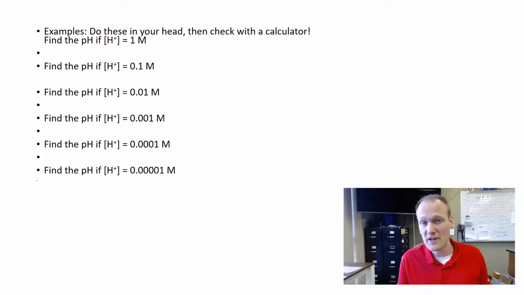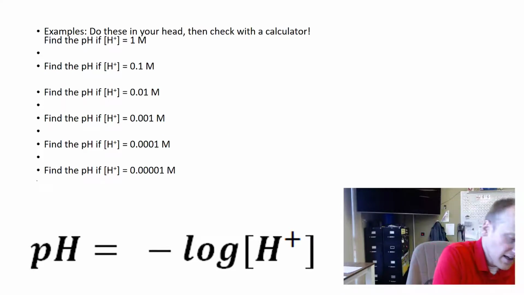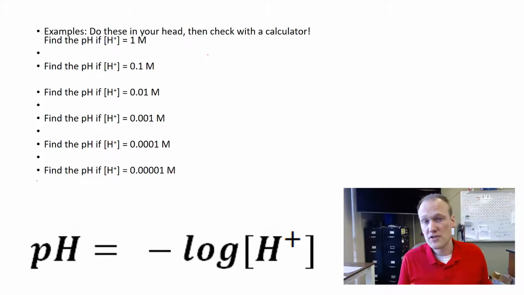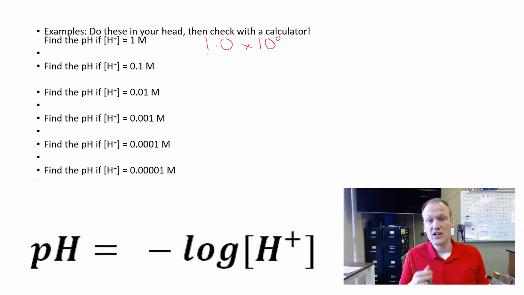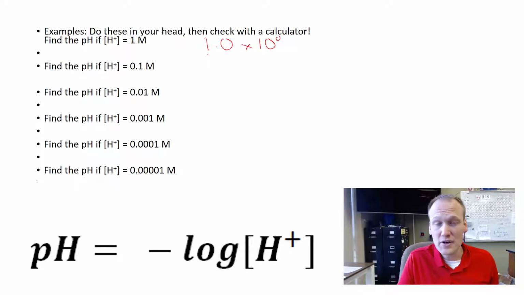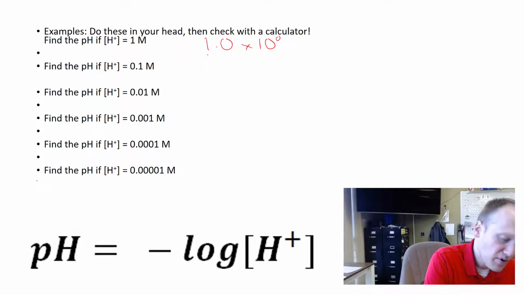We can do these problems in our head and use a calculator to check. If I have a 1 molar solution of a strong acid, the first thing I want to do is convert that into scientific notation. So 1 molar would be 1.0 times 10 to the 0 power. That's the concentration of my H plus ion. And since it's a 1 in the coefficient position, I know the pH is whatever the exponent is, which is 0. So the pH of this substance is 0.